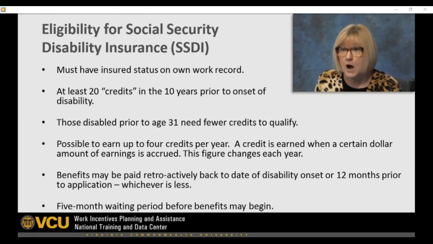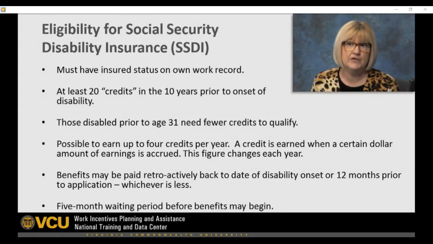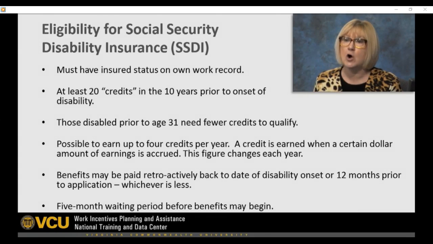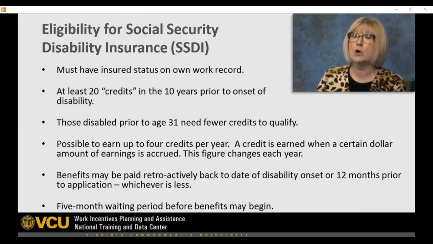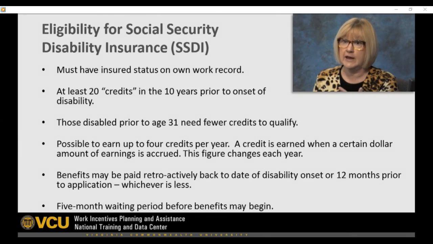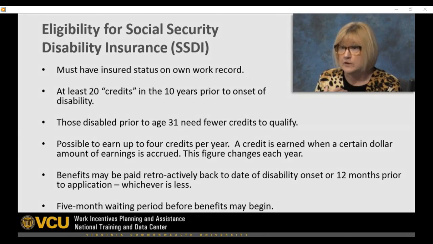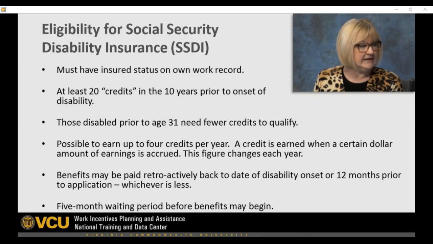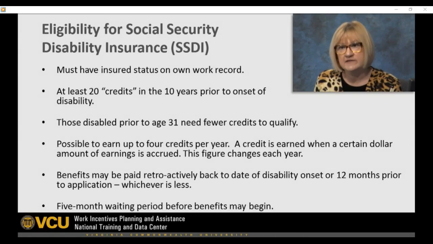The first one, the most common one, the largest group of beneficiaries in the disability pool would be those receiving Social Security Disability Insurance, or SSDI. Now, this is a benefit paid on your work record. So you go to work, you make your FICA contributions, remember that's your insurance premium, and you can collect a benefit on your own Social Security number if you pay into that system a sufficient amount so that you have insured status. Now, you have to have at least 20 of what Social Security calls credits in the 10 years prior to the onset of your disability.